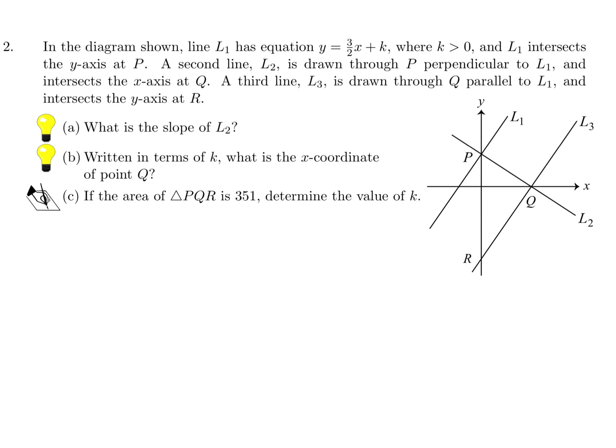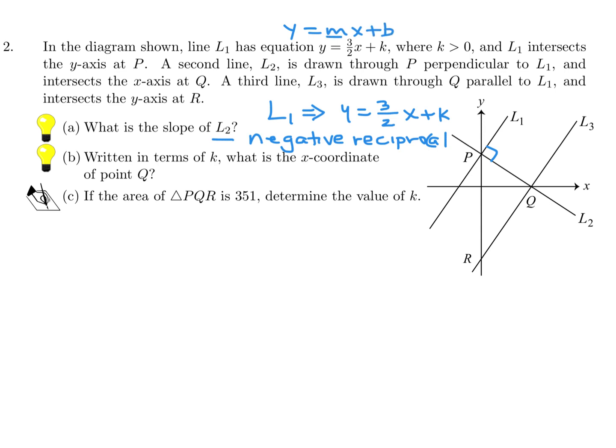Okay, so L1 has the equation y is equal to 3 over 2x plus k. And L2 is perpendicular, right? So if it's perpendicular, its slope will be the negative reciprocal. Now, the equation of a line is in the form y is equal to mx plus b, right? Where m is the slope. So in this case, the slope of L1 is 3 over 2. The negative reciprocal of 3 over 2 is minus 2 over 3. And I think that's it.